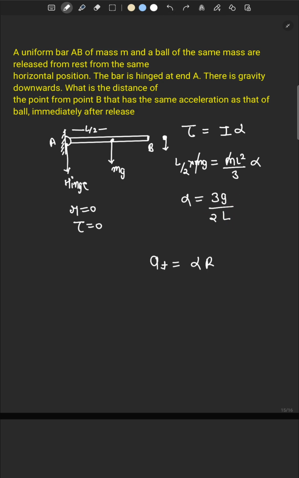Now we know the relation between alpha and tangential acceleration, that is a tangential is equal to alpha r. For all these points, because they are going to move in circular motion, we have this relation that tangential acceleration is equal to angular acceleration into radius, or the distance from the center. So this is the center of circular motion for all these points.